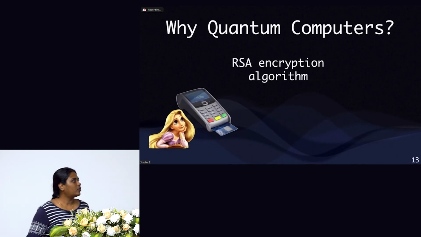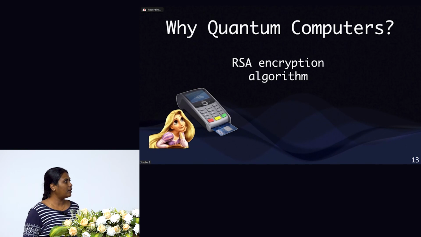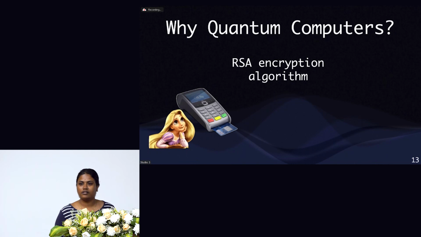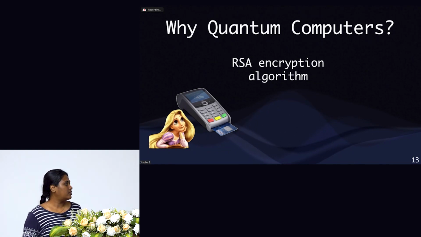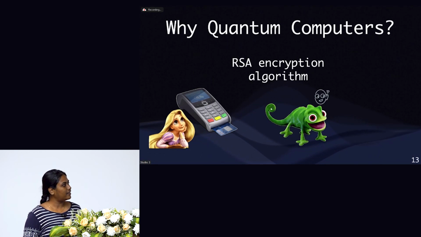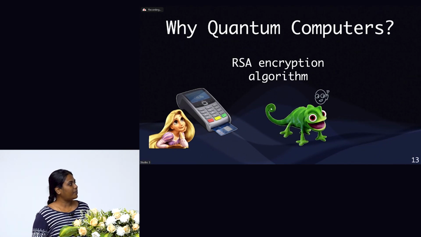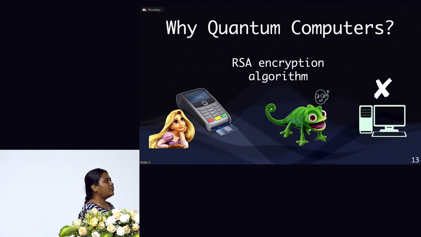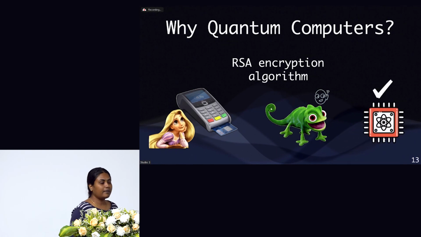So there is one problem called the RSA encryption algorithm. This is the algorithm that we use in all the digital transactions that happen, all the credit card, debit card transactions we do. This encryption algorithm is based on the same game that Rapunzel and the chameleon played. If she gives a number, let us say the encrypted number in the credit card, and if this chameleon breaks that number into prime factors, then the card details are stolen. Okay. If this chameleon uses a classical computer, it cannot be done, whereas if it uses a quantum computer, it can be done.